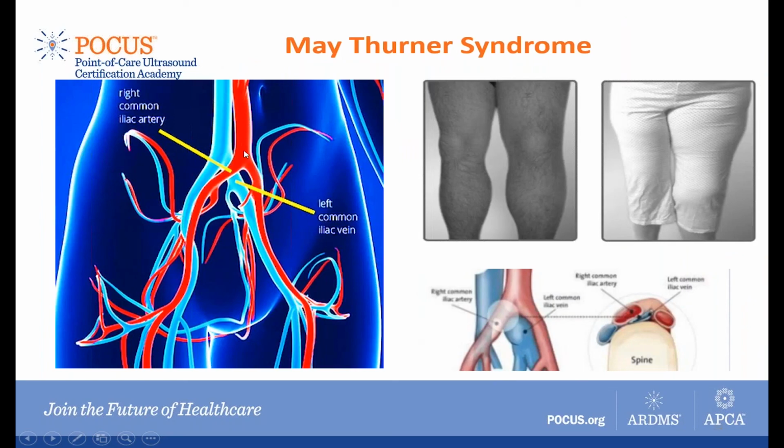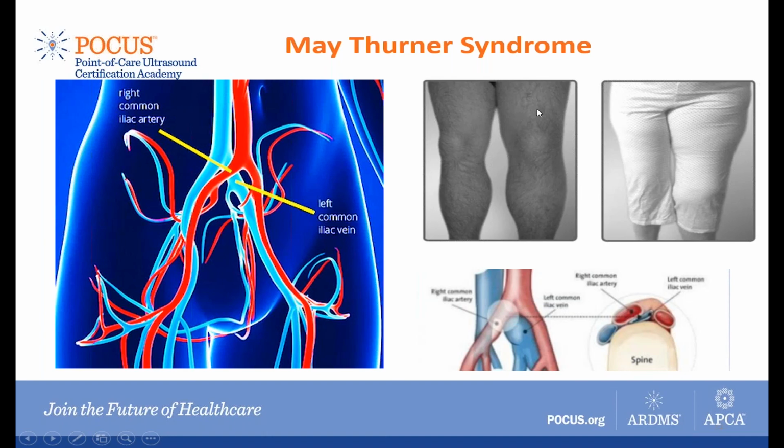What is happening here is that the patient's right common iliac artery is crossing anterior to the left common iliac vein as it crosses over. Ideally, this vein should be in front, but 20% of the population has this vein going posteriorly. As a result of that, you can see here it's compressed against the spine, with the artery in the front.